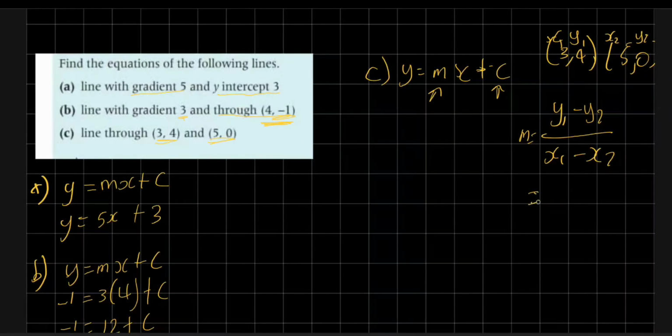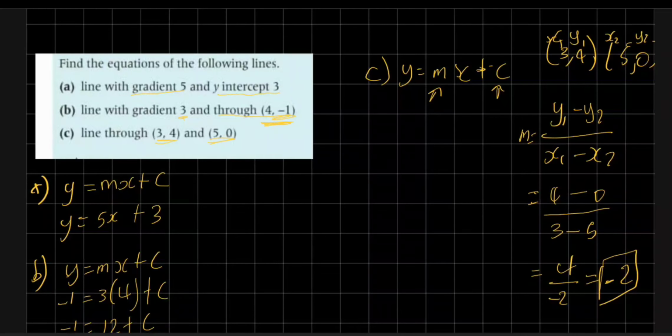So the gradient will be equal to y1, which is 4, minus y2, 0, divided by x1, which is 3, subtract x2, which is 5. So that will be equal to 4 minus 0, we get 4, 3 minus 5, we get negative 2. Hence the gradient is equal to 4 divided by negative 2, which is negative 2. So the gradient of the line is negative 2, and we need the y-intercept.